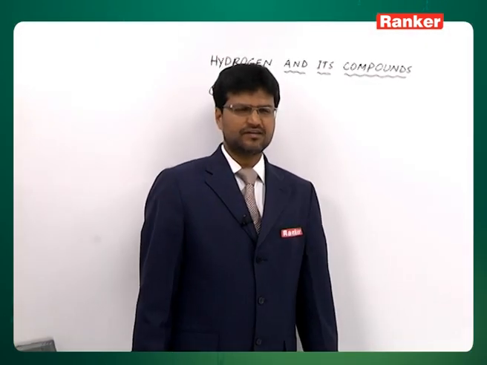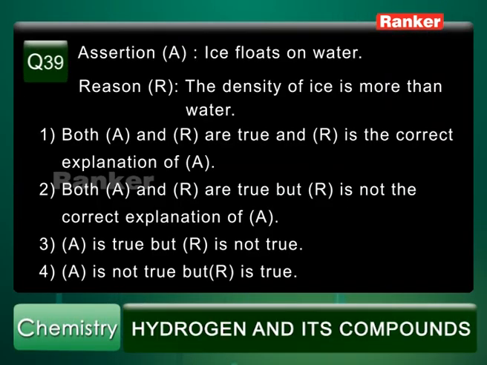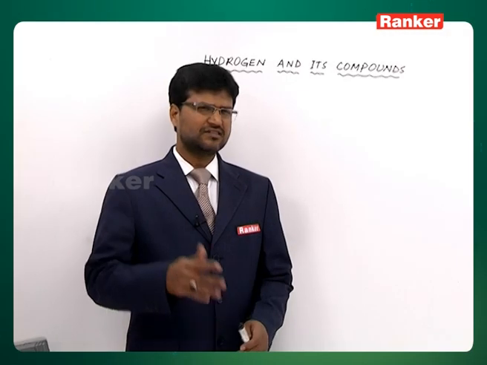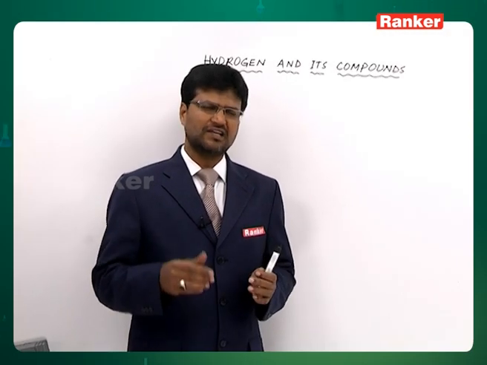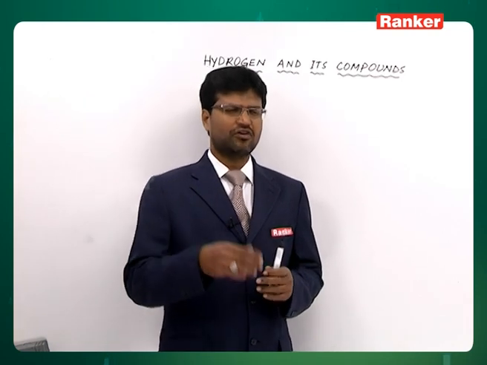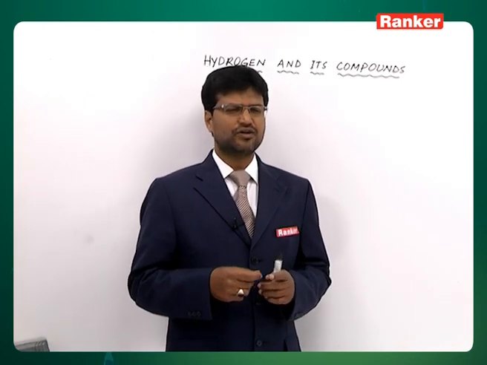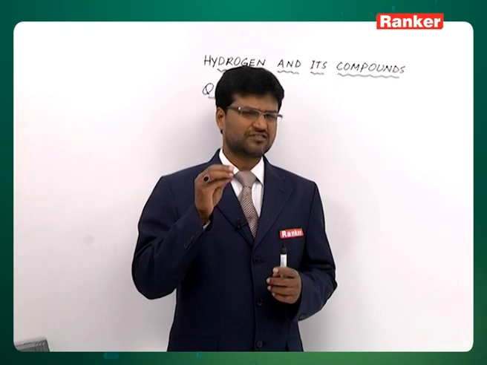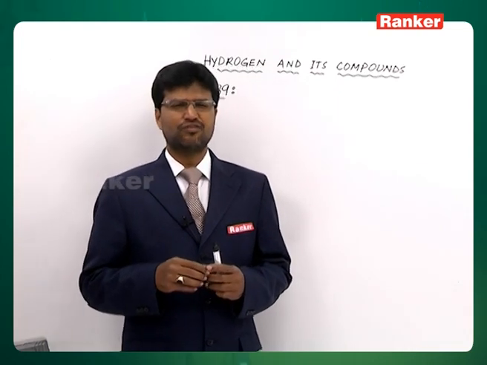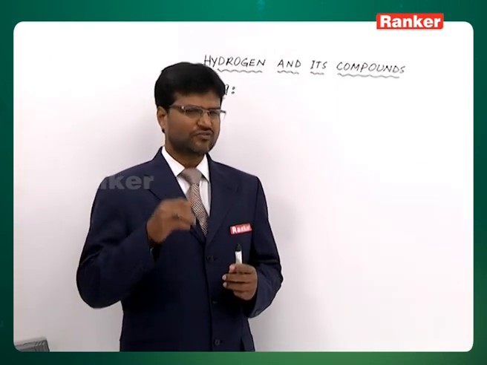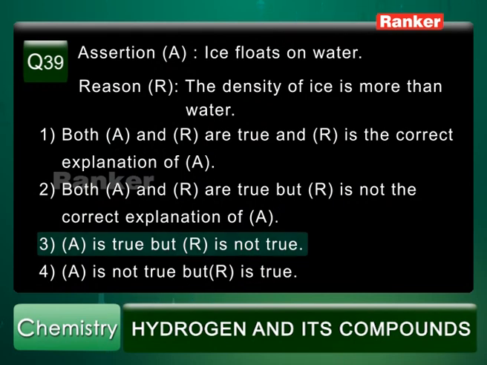Question number 39. Assertion is ice floats on water. This is a fact. Ice floats on water. Reason: the density of ice is more than water. This is not true. Actually, density of ice is less than water. That's why it is floating on water. So, the correct answer is third option. A is true, that is first statement is true, but R is not true. R is incorrect. Actually, density of ice is less than that of water. So, the correct answer is third option.